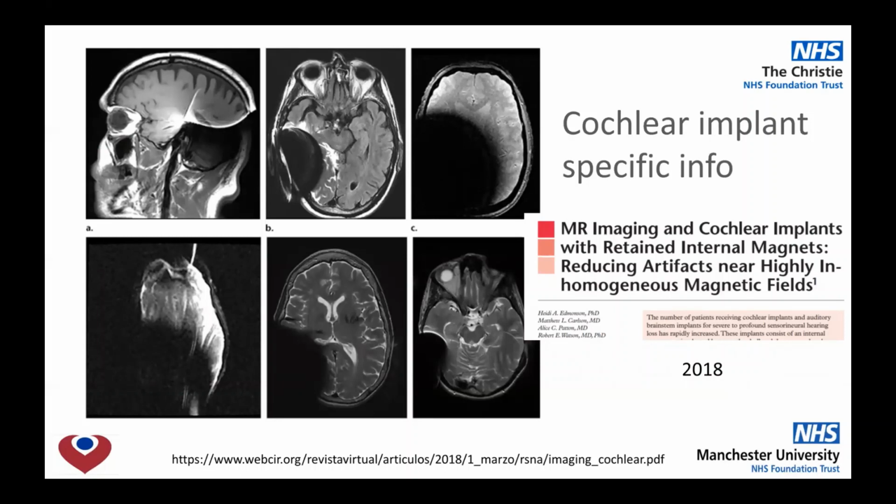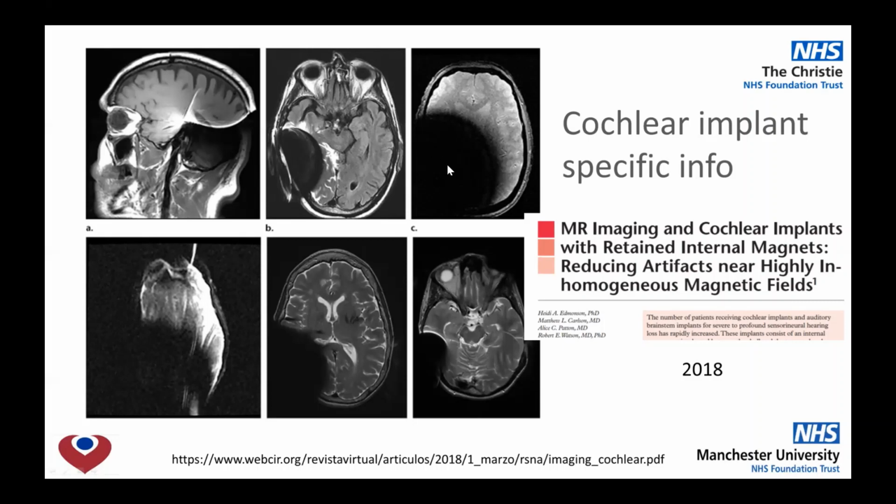I refer you to a paper from 2018 from Edmondson et al., which discusses reducing artifacts near highly inhomogeneous magnetic fields. In the top left, there's a sagittal T1 image, and you can see this information has been mapped into the slice of interest from adjacent slices. In the top middle is an axial T2 FLAIR image, and we can see a characteristic artifact around the implant site. The top right is a gradient echo sequence, and this characteristic signal void artifact is far greater on the gradient echo sequence than it is on the turbo spin echo examples.